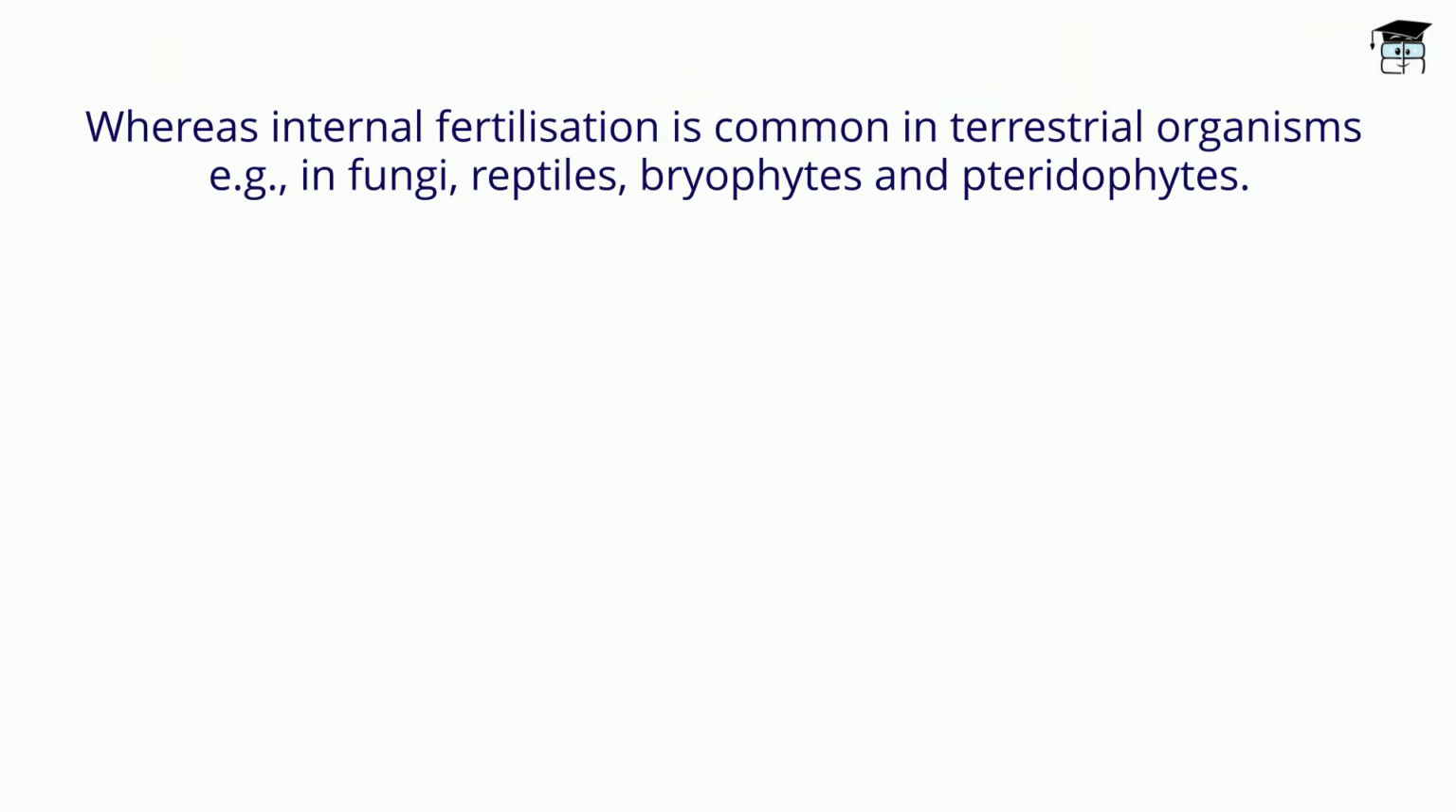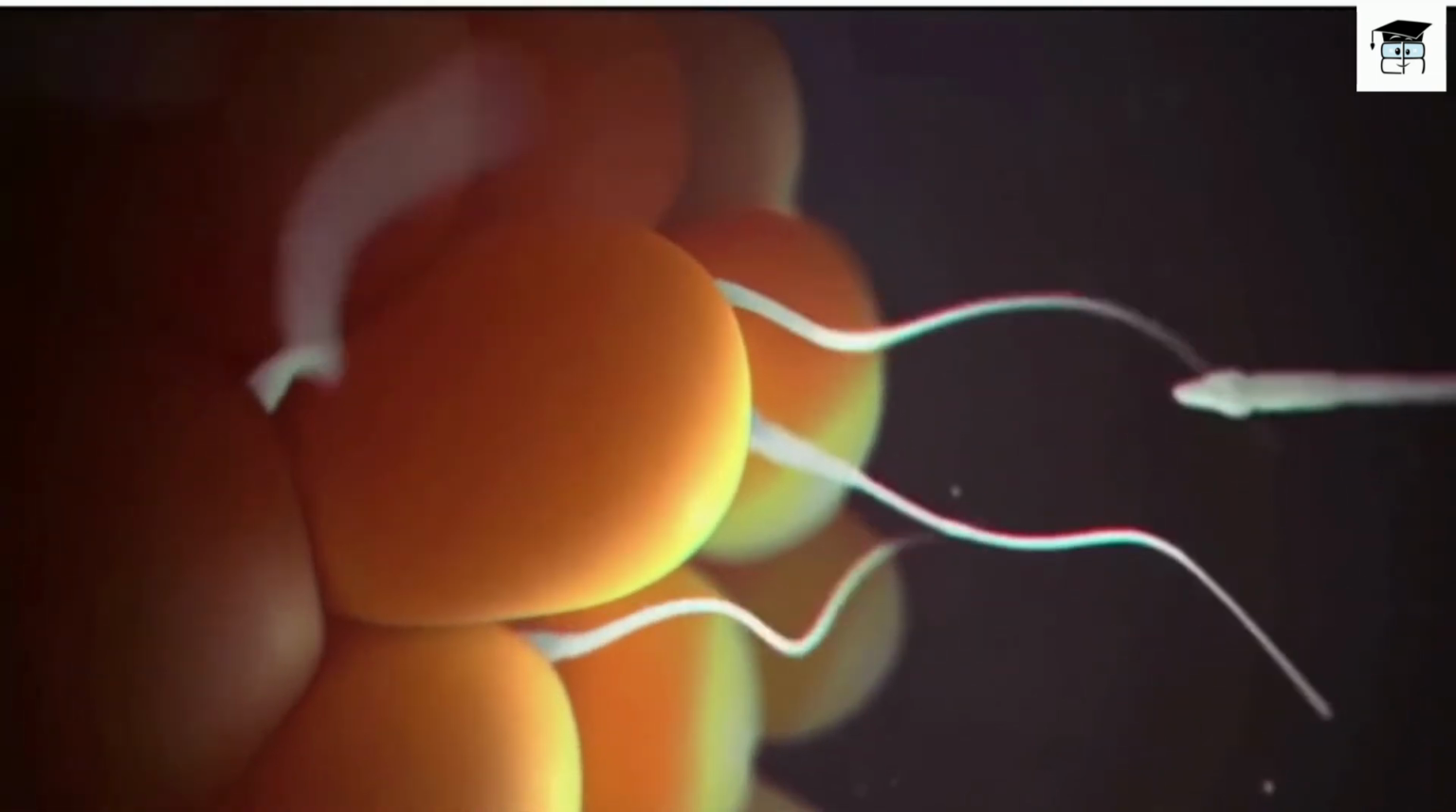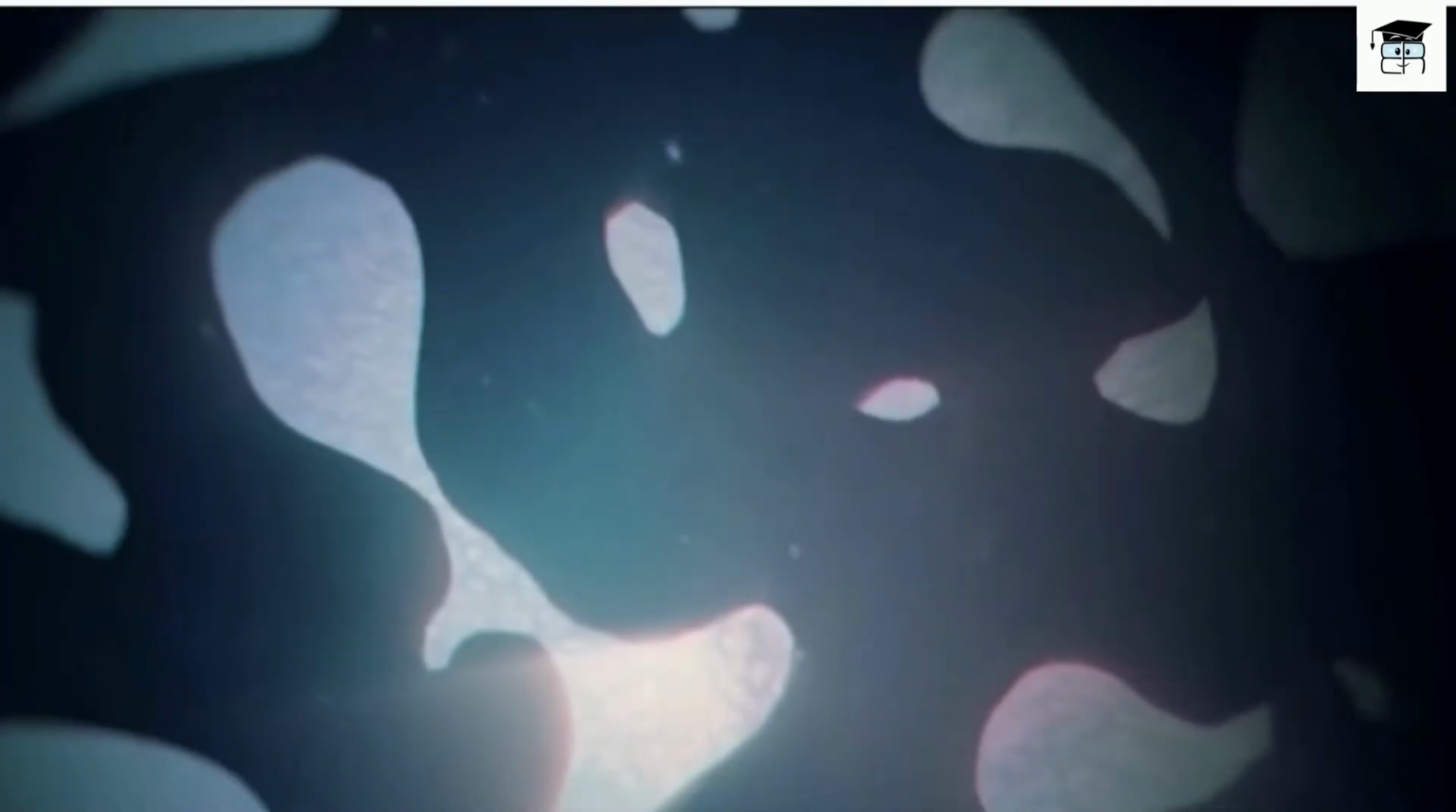Whereas internal fertilization is common in terrestrial organisms, for example, in fungi, reptiles, bryophytes, and pteridophytes. In this case, the fusion of gametes occurs inside the body of females, where female gametes are stationary, and male gametes, being motile, travel to the female gamete to fertilize.